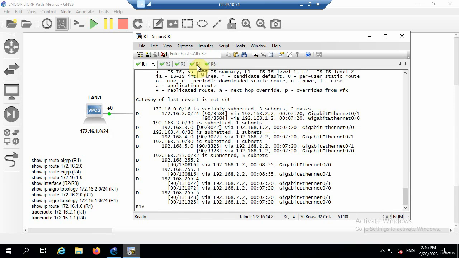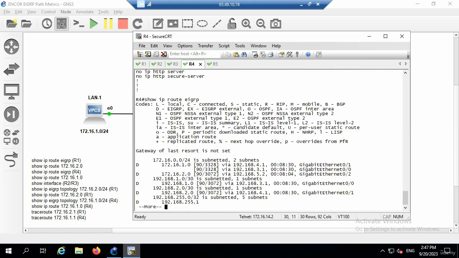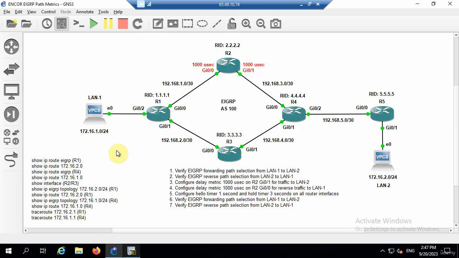If I go over to R4 and do the same thing, the route to 172.16.1.0 is equal cost paths, and that's via 192.168.4.1 and 3.1. You can see the subnets here. This is the 3 subnet to R2. This is the 4 subnet to R3. And there's the 192.168.1 subnet between R1 and R2, and the 192.168.2 subnet between R1 and R3. So I verified in both directions.